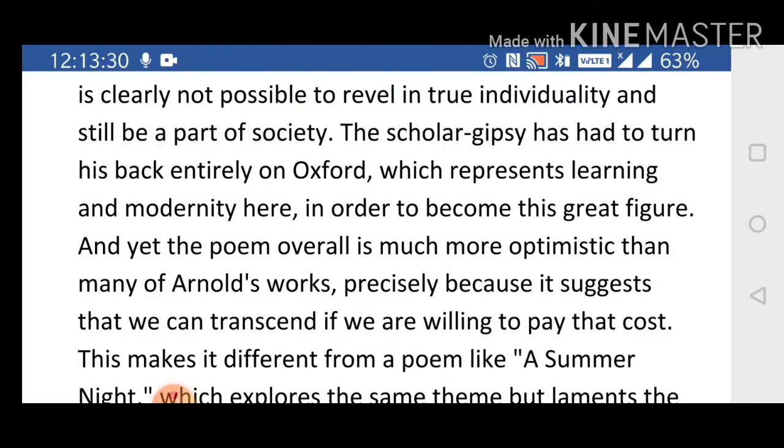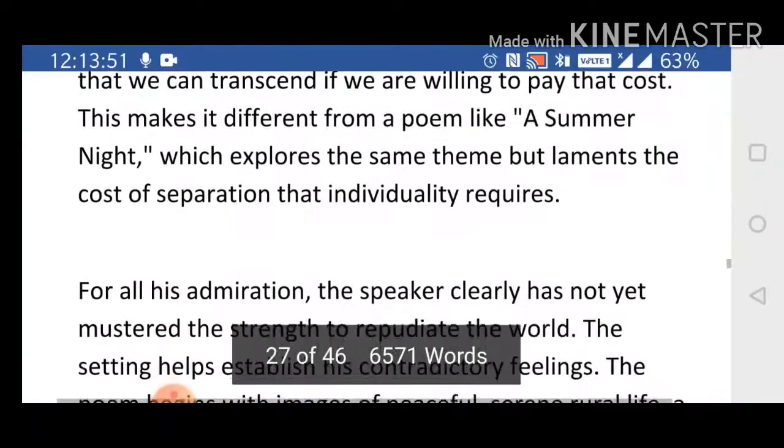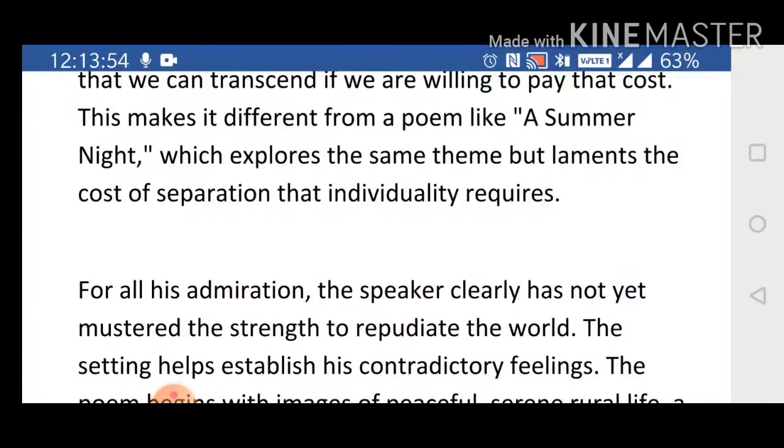And yet, the poem overall is much more optimistic than many of Arnold's works, precisely because it suggests that we can transcend if we are willing to pay that cost. Transcend means go beyond. This makes it different from a poem like A Summer Night, which explores the same theme but laments, meaning expresses sorrow or regret, the cost of separation that individuality requires. In other words, if you want to live life on your own terms, then you will be separated from the society of which you are a part, because people will perhaps not accept your way of life.